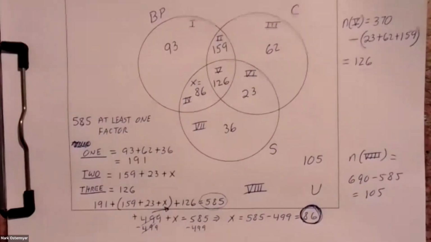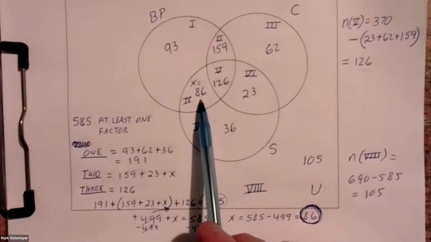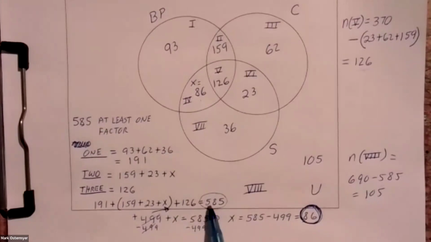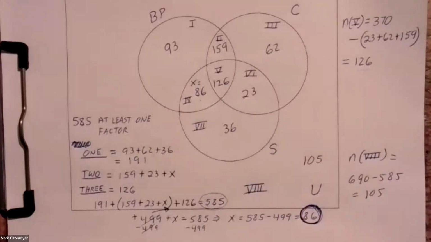That was a tricky problem. It was a tricky problem because this region 4 was very difficult to populate, because we had to deal with the 585 of these victims having had at least one of these ailments, and that was tricky. So that was a difficult problem. But do we see it now? How we populate these regions?